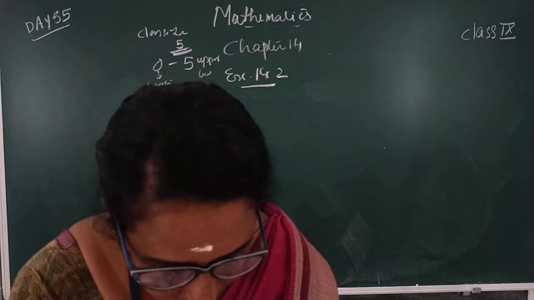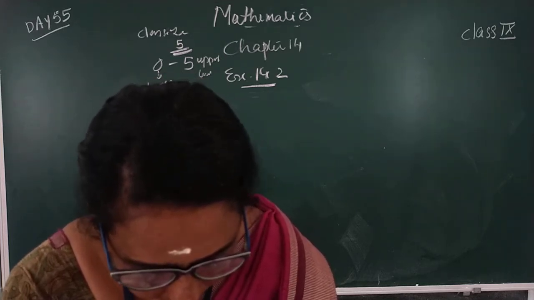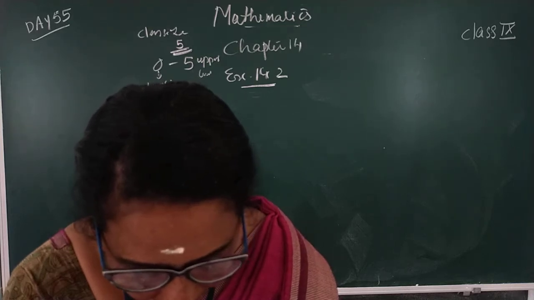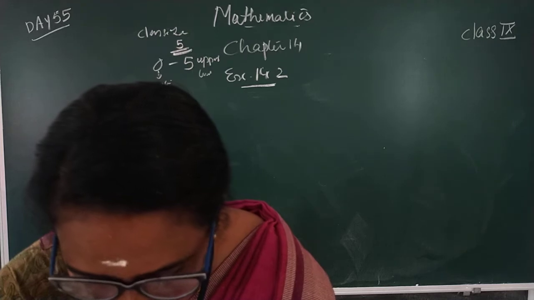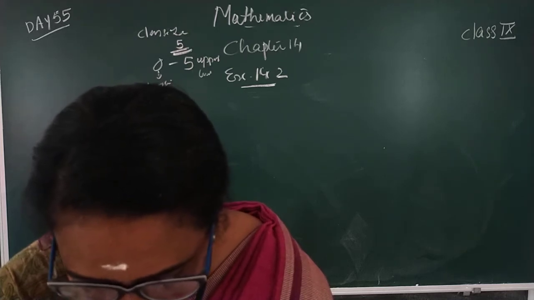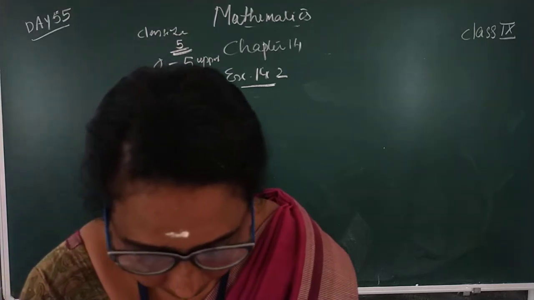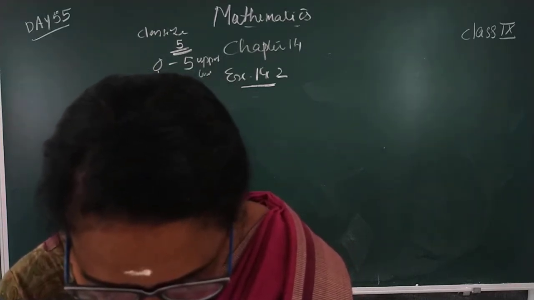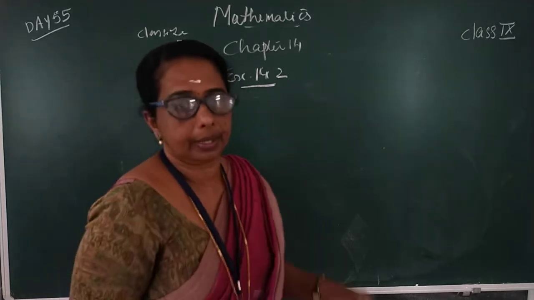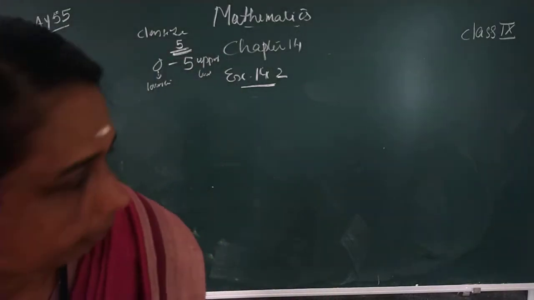And one more question is there. Second question, for how many days was the concentration of sulfur dioxide more than 0.11 ppm? 0.11 ppm. How many days are there? First you prepare the frequency distribution table.